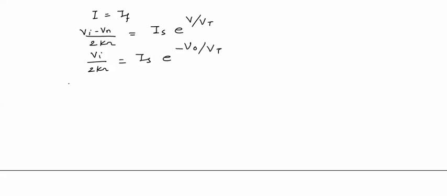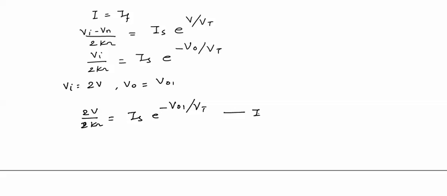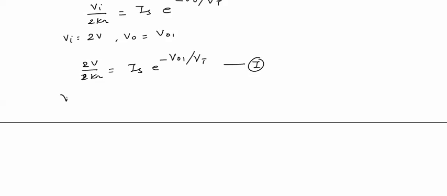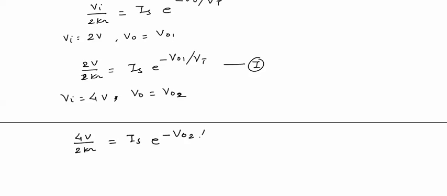Now according to the given condition, if Vi equal to 2 volt, V naught equal to V naught 1. So substituting this, we get 2 volt by 2 kilo ohms equal to Is e raised to power minus V naught 1 by Vt. This will be the first expression. Now the second condition is given as if Vi equal to 4 volt, V naught is equal to V naught 2. So 4 volt by 2 kilo ohms will be equal to Is e raised to power minus V naught 2 by Vt. This will be the second expression.